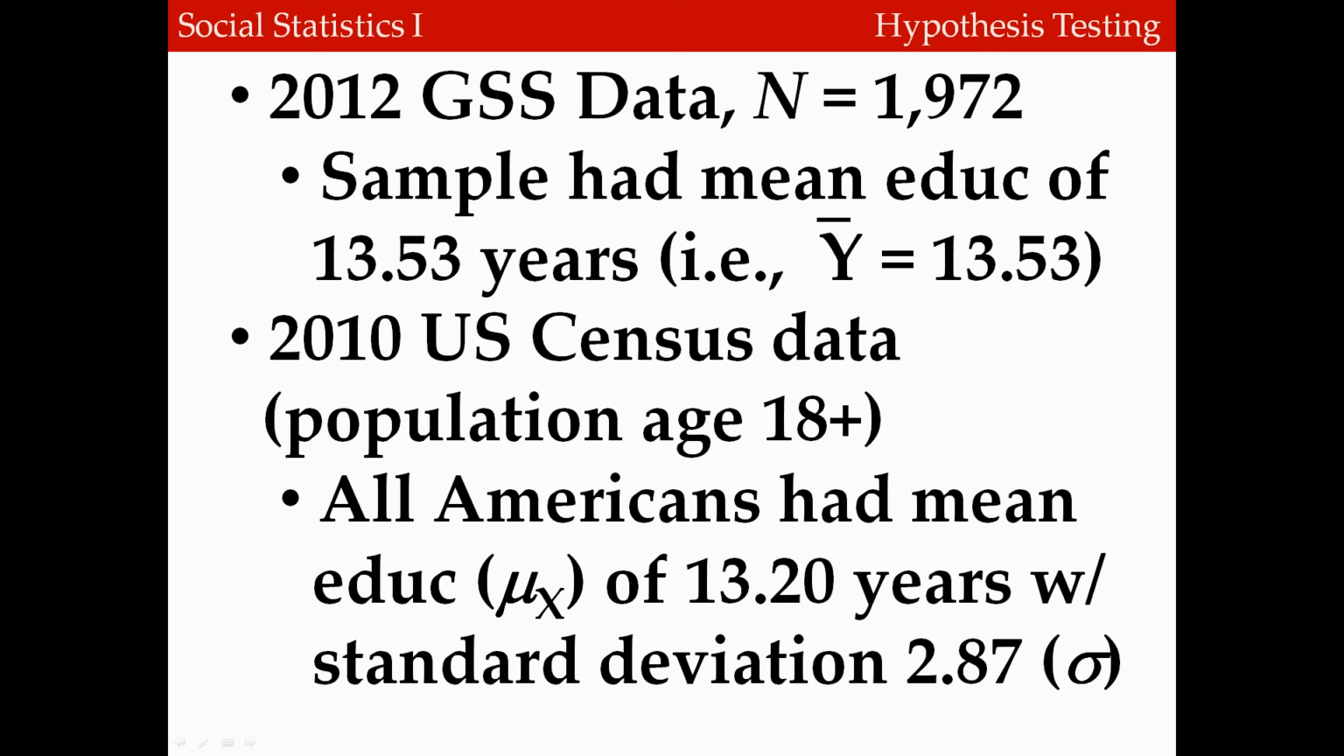Or in other words, let's say that Y bar represents their sample mean, and that equals 13.53. To represent the entire U.S. adult population, suppose that we had some data from the 2010 U.S. Census, and suppose that we limited our analysis to only those who are 18 years or older to make it more comparable to that we get from the census. And so let's say that we found out that on average, they had an average education of 13.2 years. Let's call that mu sub x. And let's suppose that the population standard deviation of years of education was 2.87.